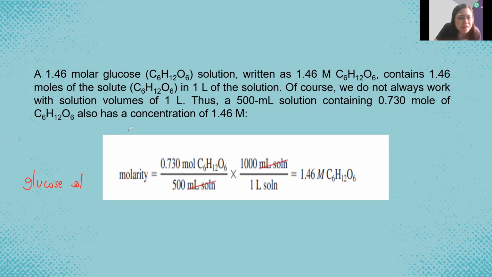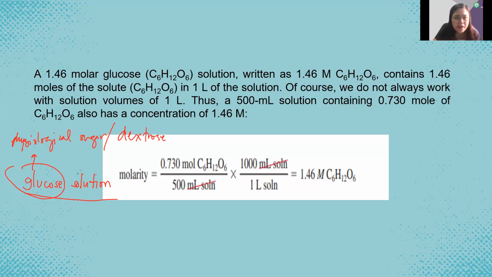Let us go back. Again, this one is actually just an illustration. According to this, we have here a glucose solution. I have explained this last time. When you say glucose, this is our physiological sugar, and another name for this is dextrose. So if you want to prepare a dextrose or a glucose solution, what's the given?